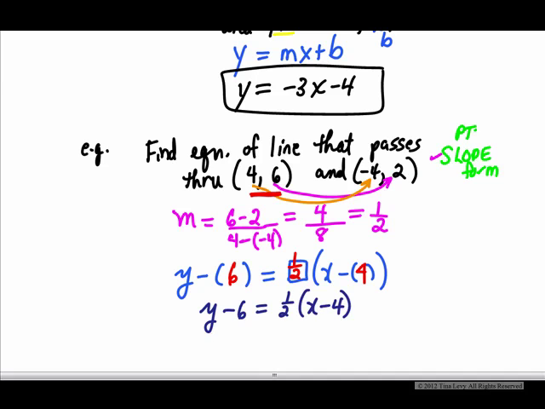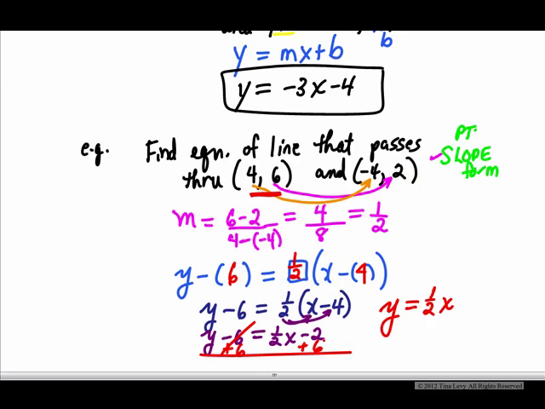We get y minus 6. We'll distribute and we get 1/2 x minus a half of 4 is 2. So 1/2 x minus 2. We're going to always get our answer as y equals form. So adding 6. The answer is the equation of the line passing through those 2 points is 1/2 x. Negative 2 plus 6 is plus 4. And that's our equation.